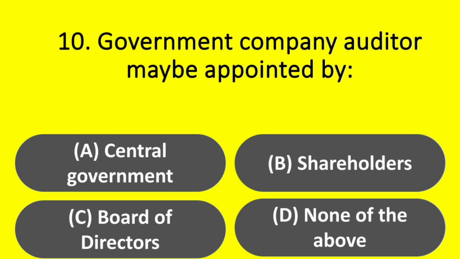Question: government company auditor may be appointed by: Option A: central government. Option B: shareholders. Option C: board of directors. Option D: none of the above. Answer: option A: central government.